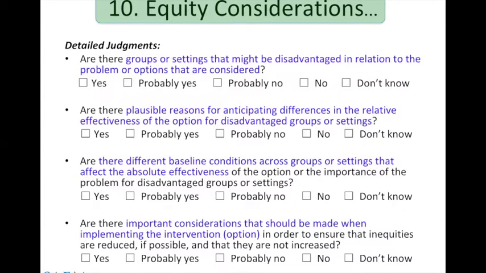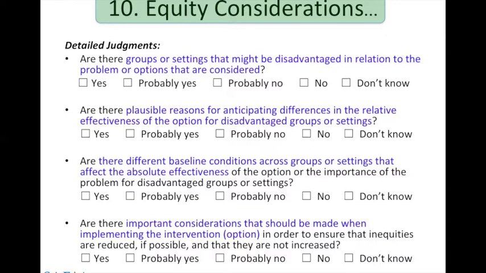More detailed questions here. Are there groups or settings that might be disadvantaged with regards to the intervention that you're looking at? There are 5 points on that Likert scale. Different groups and settings might not retain the same benefits or suffer the same harm, so that has to be looked at. Are there plausible reasons for anticipating those differences in the relative effectiveness of your intervention for disadvantaged groups or settings? That's something that has to be explored, ideally perhaps with your public and patient stakeholders with lived experiences. Are there different baseline conditions across the groups or settings that might affect the absolute effectiveness of your intervention in different groups and settings?